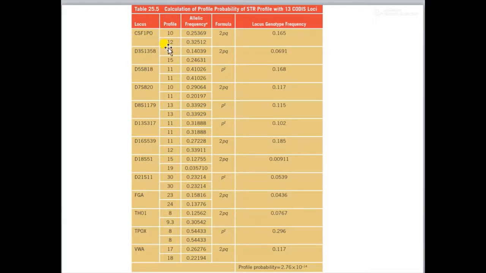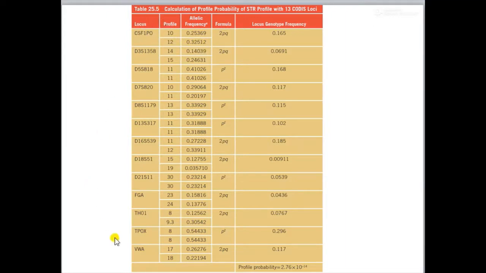He is having a profile with two alleles for this particular loci, 10 and 12. So I will calculate the allelic frequency. Of course, if I'm working with a particular population, I should already have that population's allelic frequency, and comparing that, the frequency of the allele 10 is 0.25369 and of the allele 12 is 0.32519.